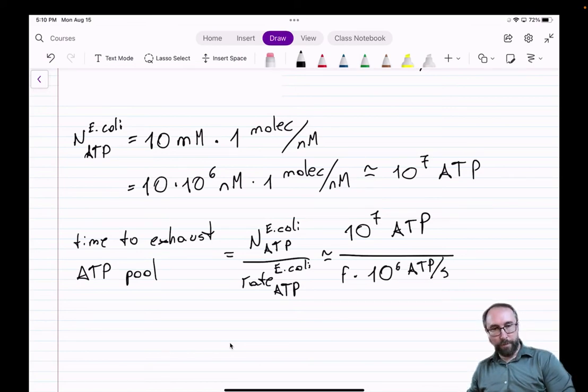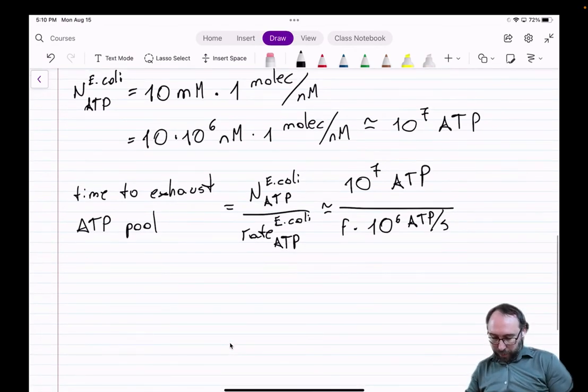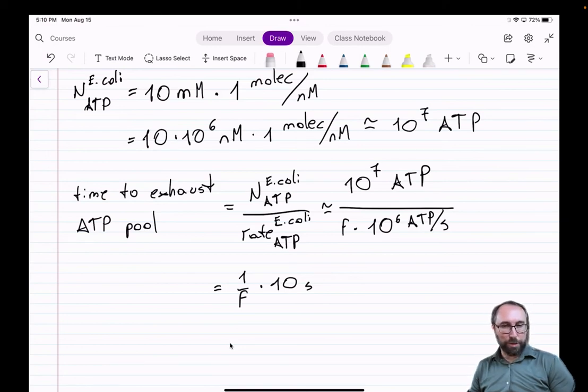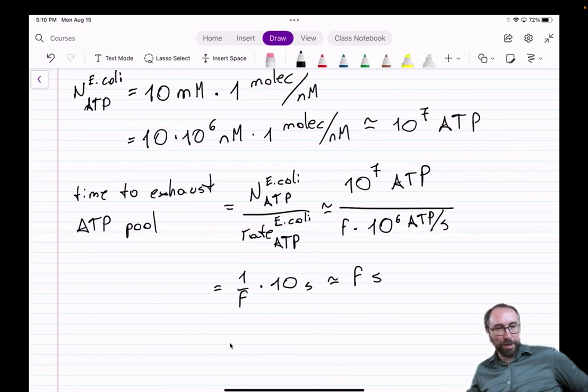Okay? So basically what you learn is that the time to exhaust the ATP pool is 10 to the 7 over a few times 10 to the 6, in seconds. And remember, 1 over few is like 1 over 3, so it's basically 10 divided by a few is a few. So basically what I'm telling you is that in a few seconds, you exhaust the ATP pool, which is pretty amazing. This gives you a sense of how quickly the cell is churning ATP to keep up with the metabolic requirements of the cell.